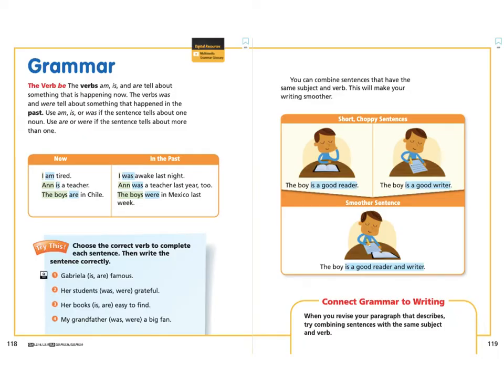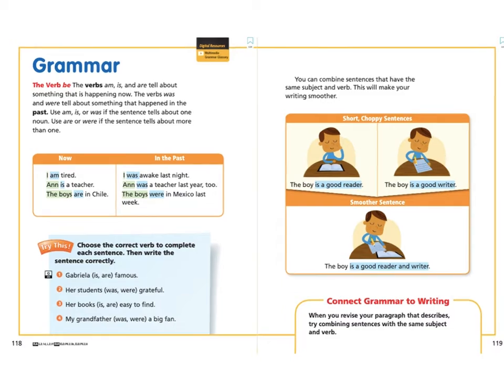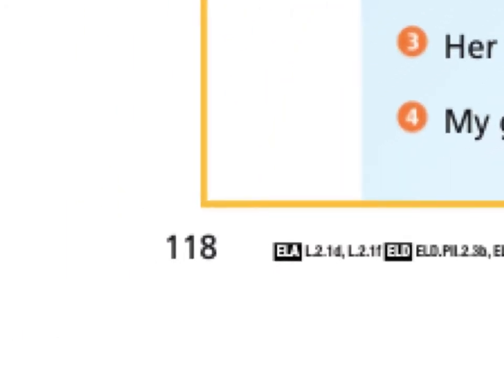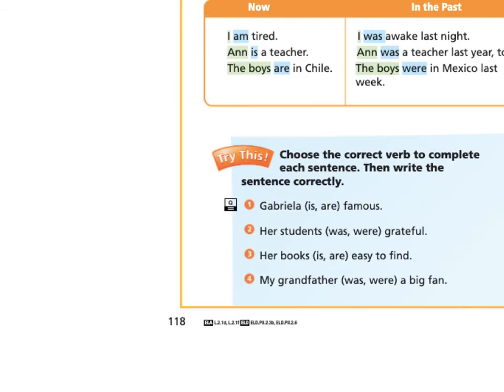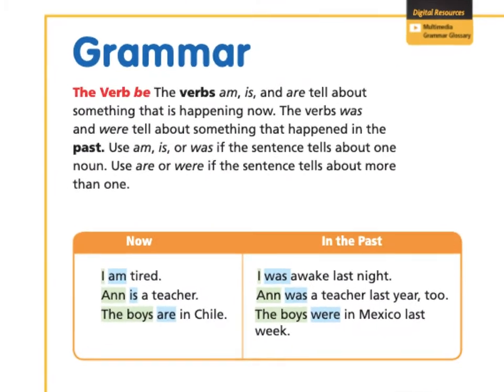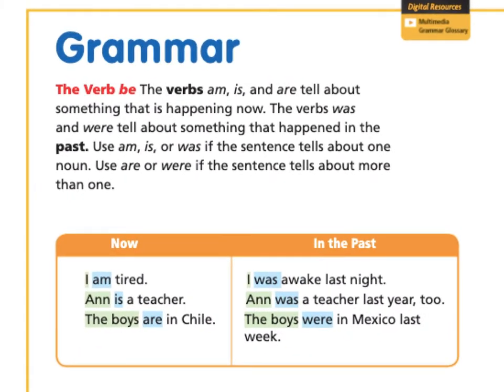And in your Journeys hardcover book, this is on page 118, we're going to read about the verb be. So this again is on page 118 if you would like to turn to it with me. But remember, you cannot write in your book. So if you would like to write any of these things down, you have to do it on a notebook or lined paper.